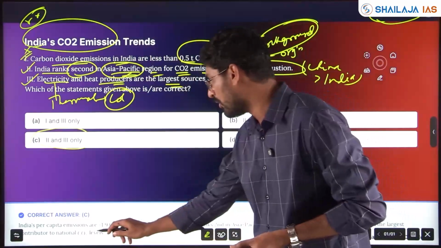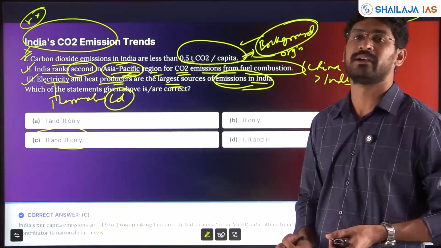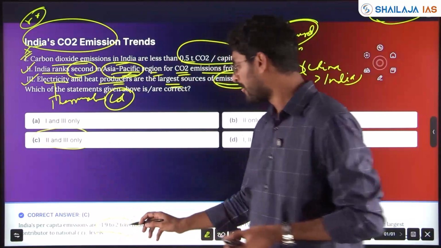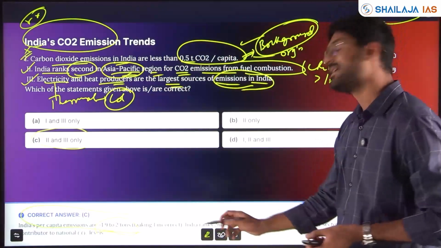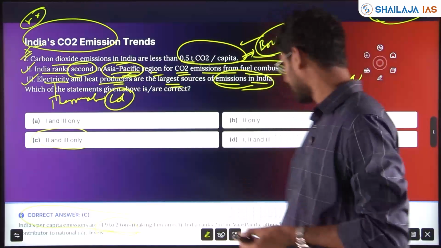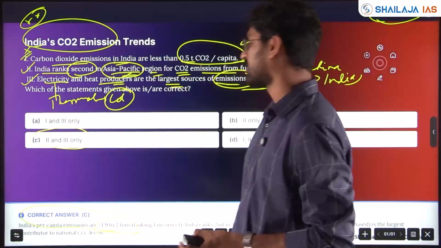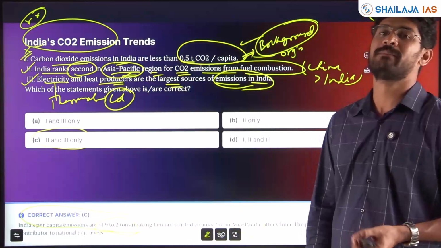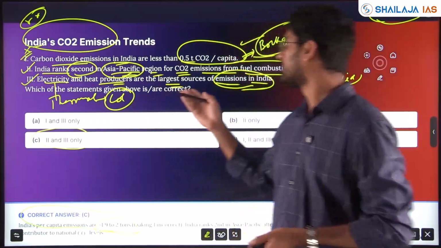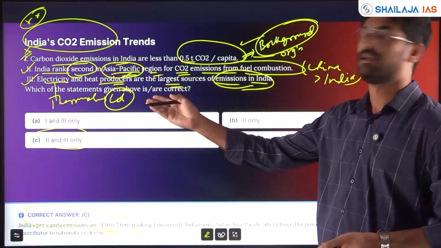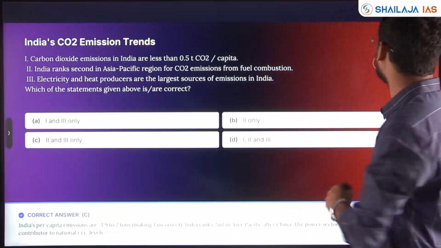India's per capita is how much? 1.9 to 2 tons. This makes statement 1 wrong, not 0.5 tons. It is less than the global average, but it is not 0.5 tons, it is 1.9 to 2 tons per capita. And India ranks second in Asia Pacific after China. The Asia Pacific region is being specified. And the power sector, coal-based, is the largest contributor to CO2 levels. Almost 50% of our power needs are met by coal-based thermal power plants. That's why emissions are also highest with respect to electricity and heat production. Clear?